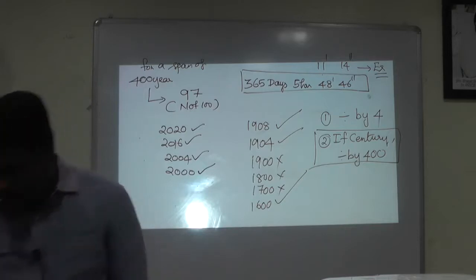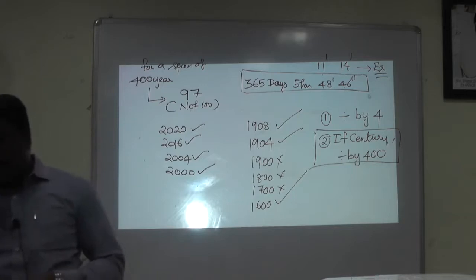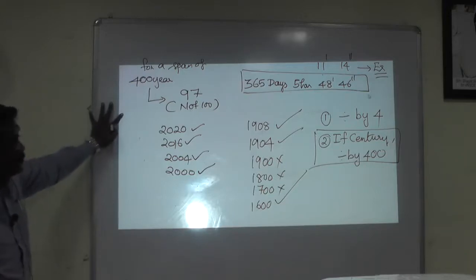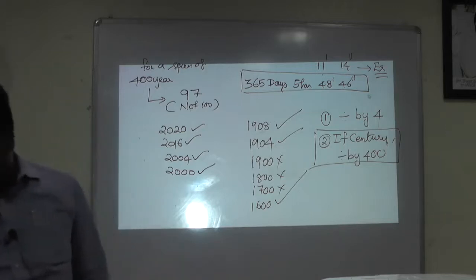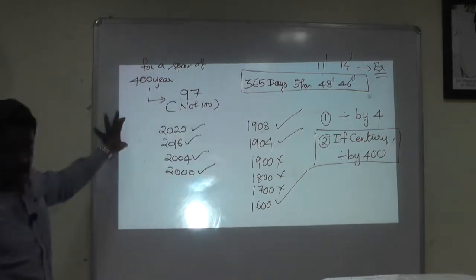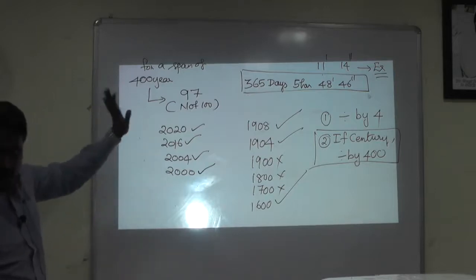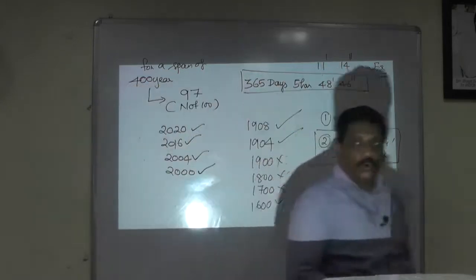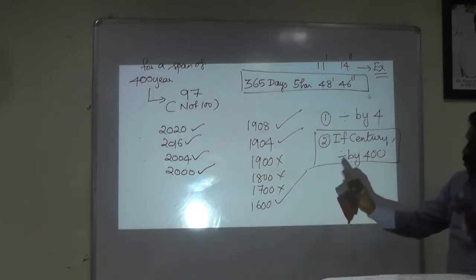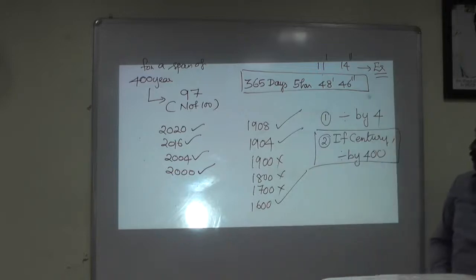The number of leap years for a span of 400 years is only 97, and within brackets you can write not 100. The normal calculation, if you calculate it, will be 100. So I am just insisting that it is not 100, it's only 97. I can also explain why exactly I am having 97, but it's not clear. Maximum, what you have to remember is only this fact.